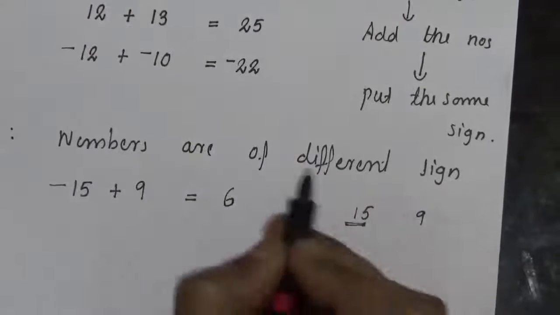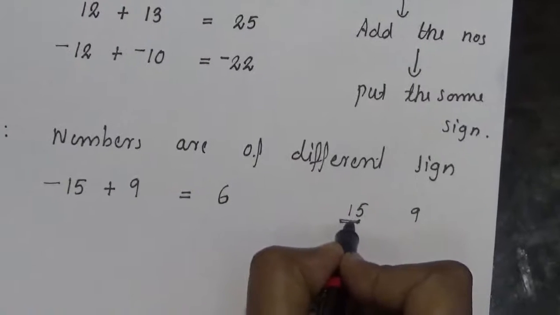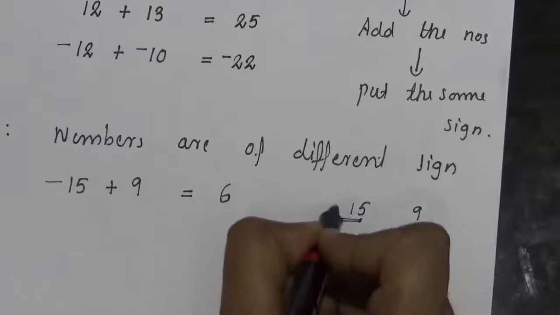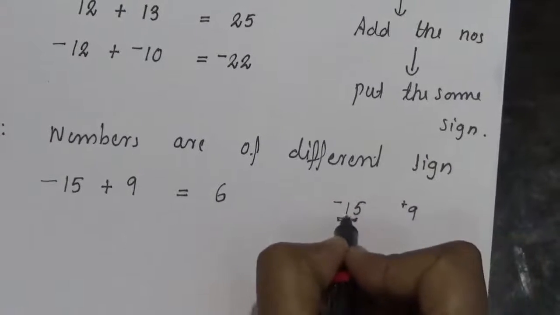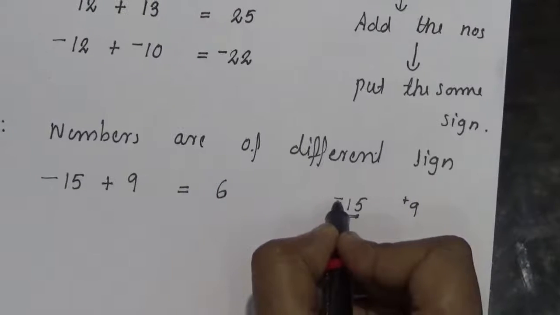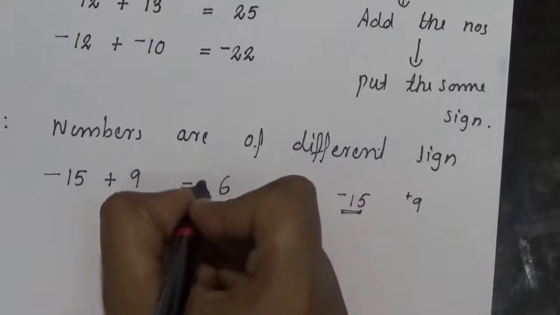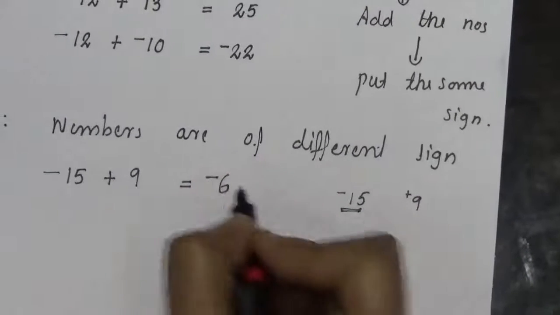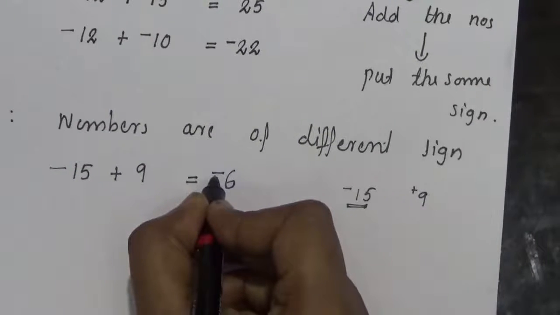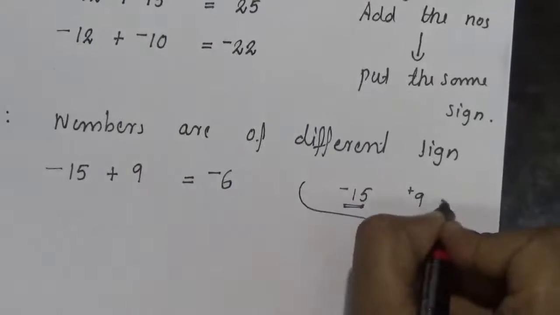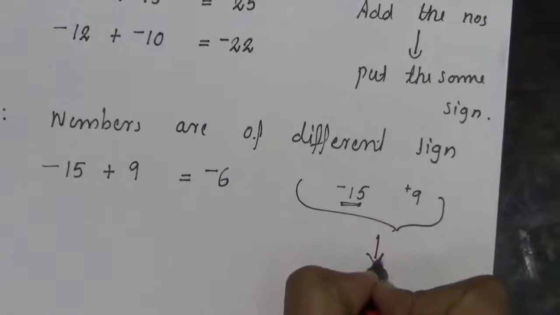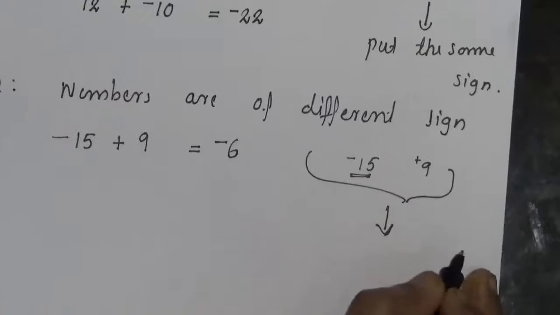Okay. Now what is the sign of the large number? Here you can see that 15 is negative and 9 is positive. So the large number is 15. Its sign is minus. So the answer, the sum, will have the same sign. Got it? So if two numbers are of different signs, you have to use this rule, that is, without considering the signs. Okay, that's important.